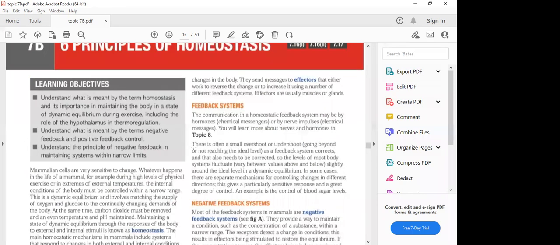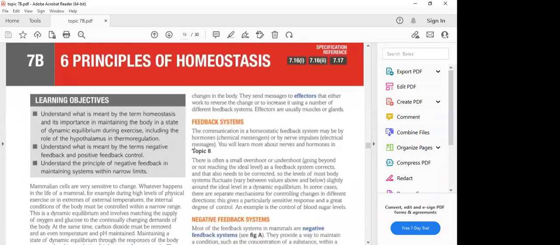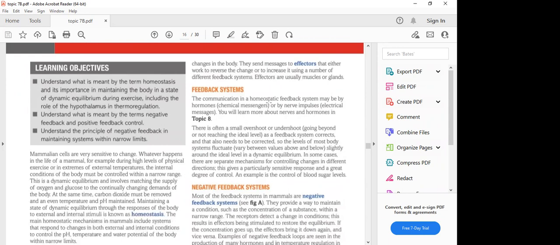Feedback system. What is the feedback system? Outside is cold and we get cooled. The communication in the homeostasis feedback system may be by hormones, chemical messengers, or by nerve impulses, electrical messengers.